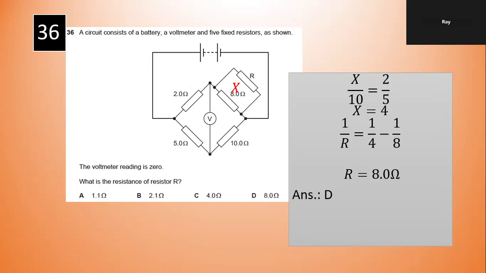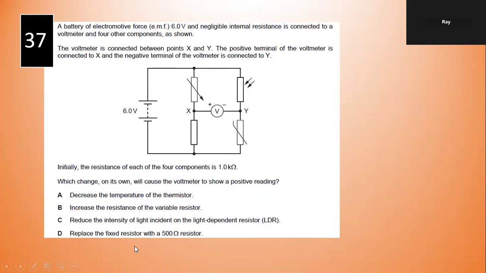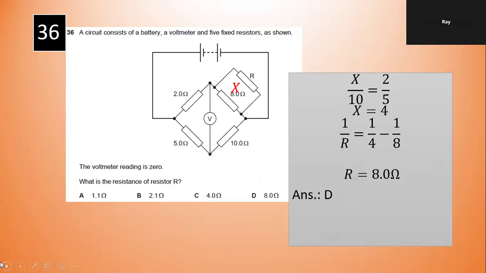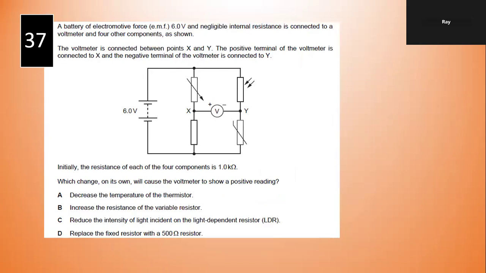This is called Wheatstone Bridge. I thought it's called the potential divider. You can think of it as a potential divider also. If you think of potential divider, then you can easily understand. The ratio is the same. Since both are the same potential, the ratio 2 over 5 is X over 10. Okay.